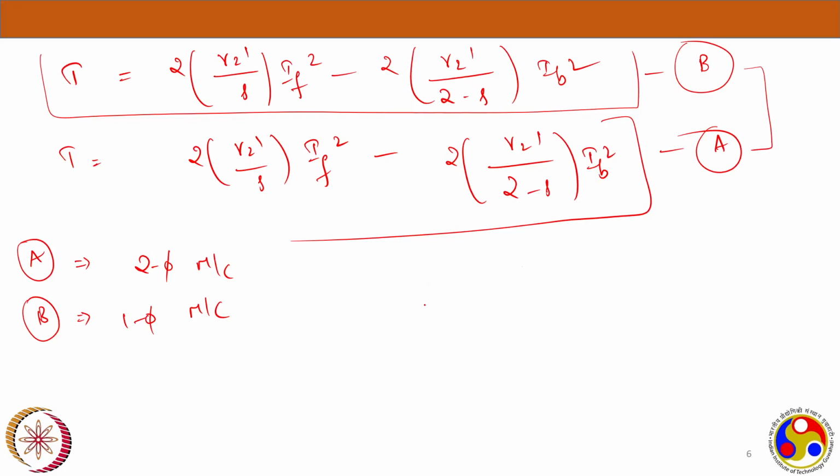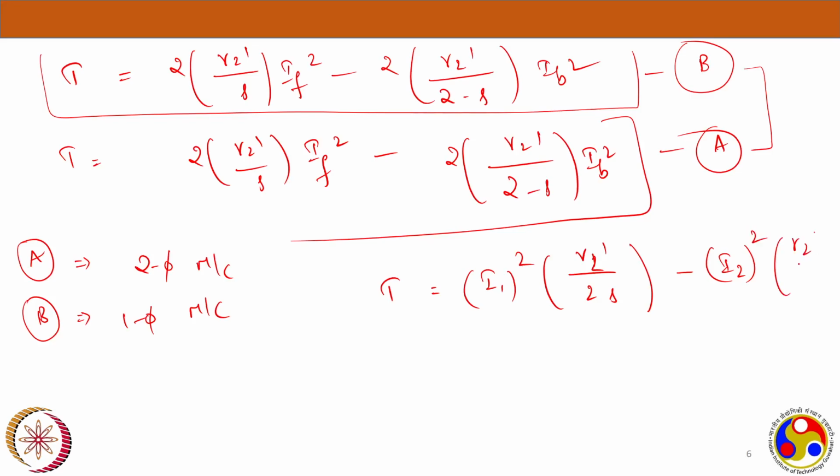So in general, how people will represent this torque equation is they will write this I_F as I1 square R1, R2 dash by 2s, minus I square R2 dash by 2 minus s. So I1 is 2 times I_F. So this is torque or air gap power. Torque in synchronous watts and power in watts. No, but torque means omega s will be there. That's what I'm telling you.